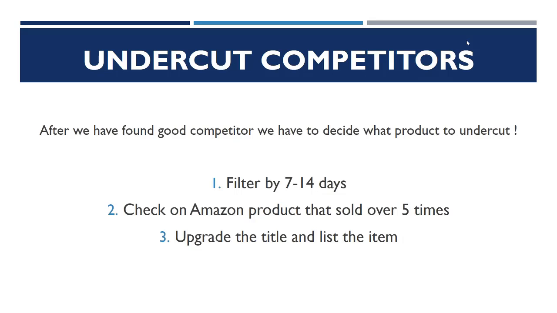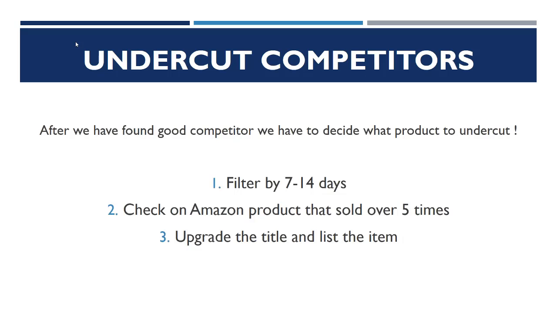Second rule, check the product on Amazon, of course, okay? List just products that sold over 5 times in the last 7 to 14 days. Sorry if it's a little bit confusing here. What I mean here is you see a product that sold over 5 times. After you see it sold over 5 times, you check if you have it on Amazon. You check if you can be cheaper on Amazon, okay?